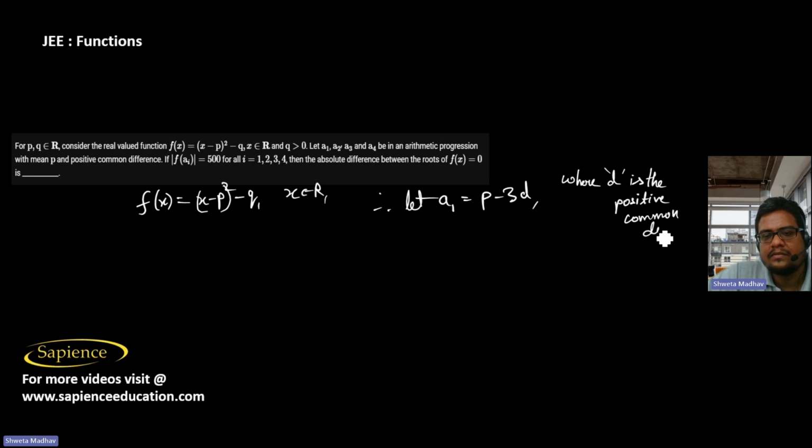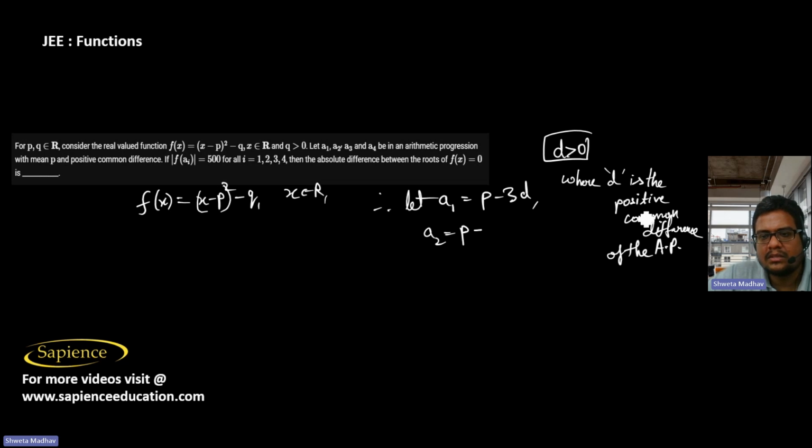So therefore, let's say we can take a1 as p minus 3d, where d is the positive common difference of the arithmetic progression. So it means d is greater than 0. So a1 is p minus 3d. So therefore a2 will be p.